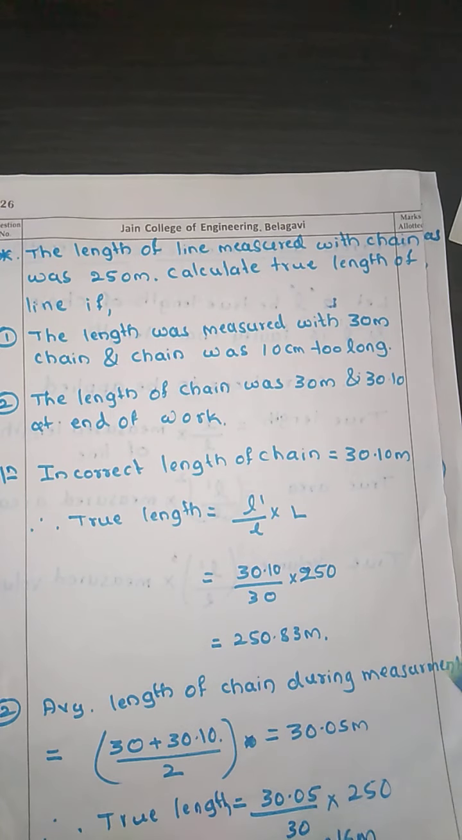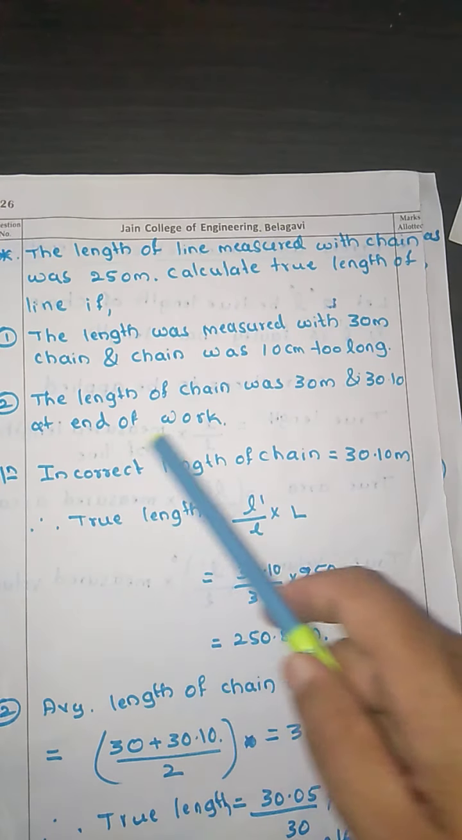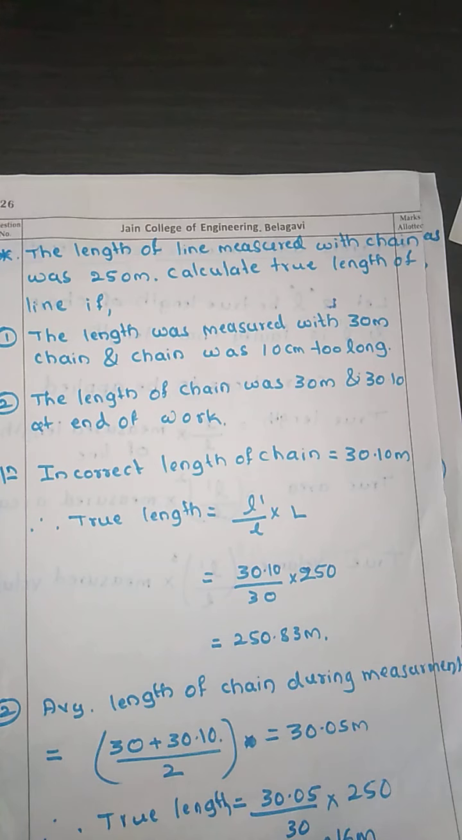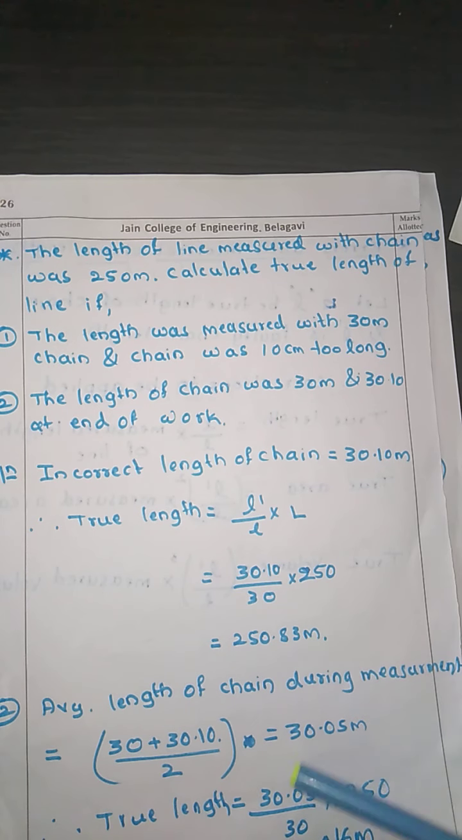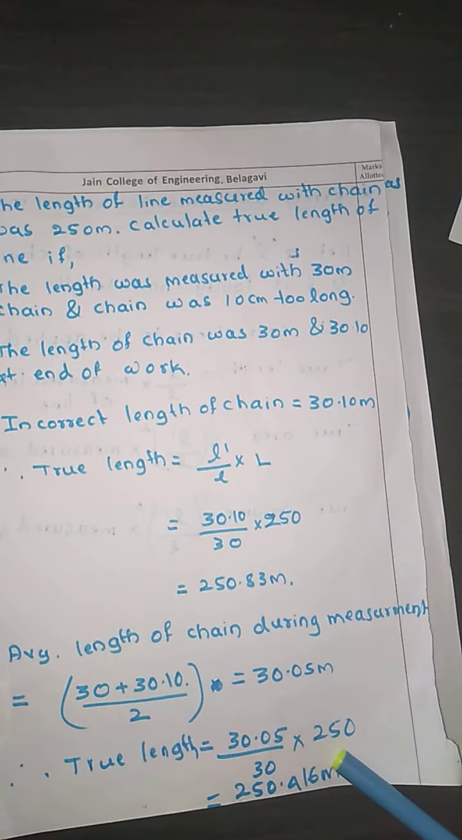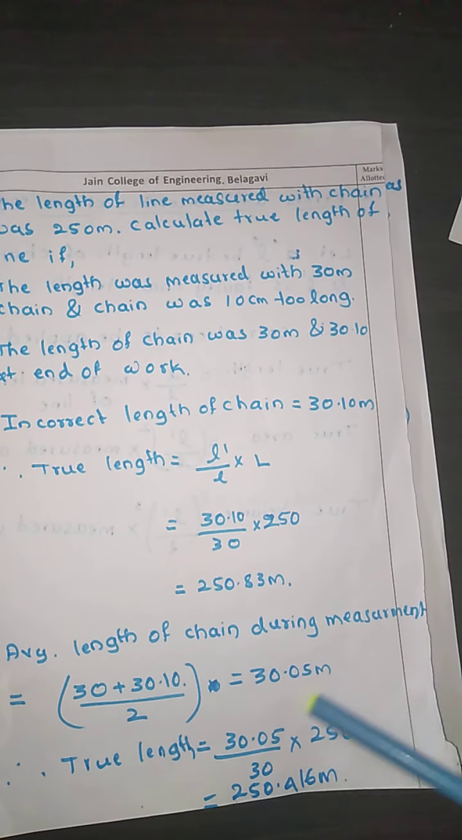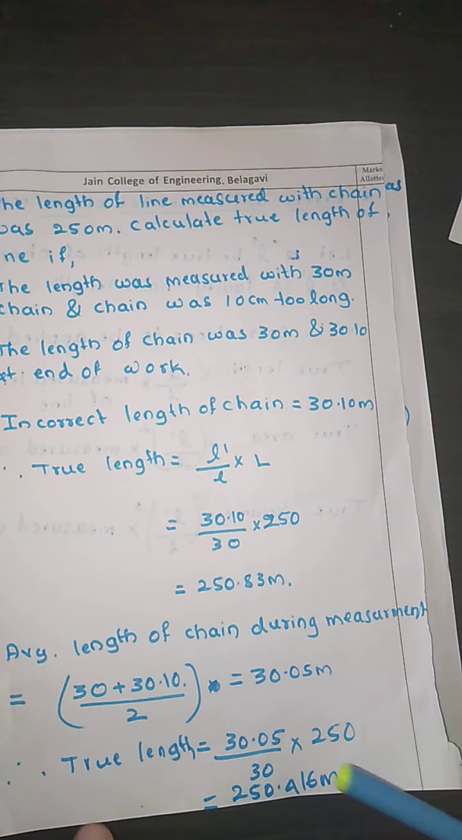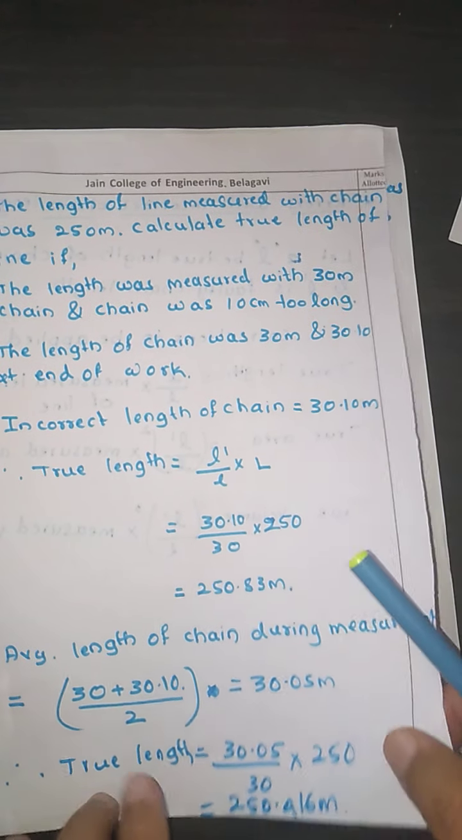Then the average length during the measurement. The second condition is the length of the chain was 30 meter and 30.10 at the end of the work. So we need to take the average: 30 plus 30.10 divided by 2, so the faulty length will become 30.05. So faulty length divided by true length of the chain, that is 30.05 divided by 30, into the measured length of the line, becomes 250.416. So this is what the true length is.